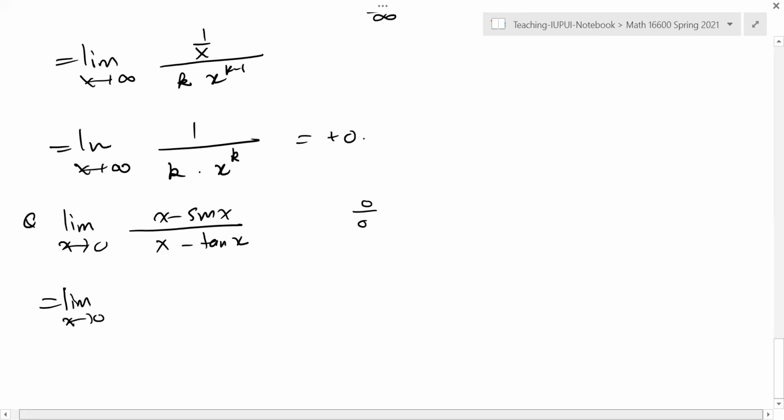Right? Differentiate the numerator, you will get 1 minus cosine x. Differentiate the denominator, 1 minus, what is the derivative of tangent x? It's secant squared x. Okay?